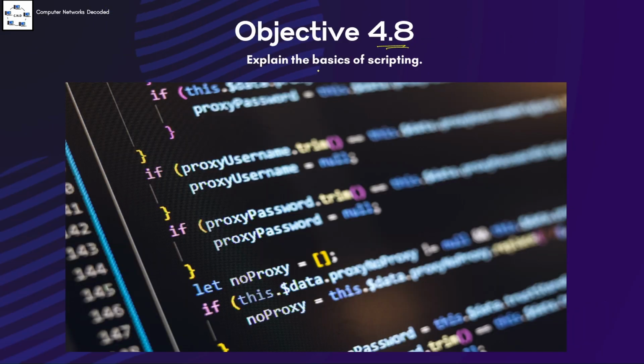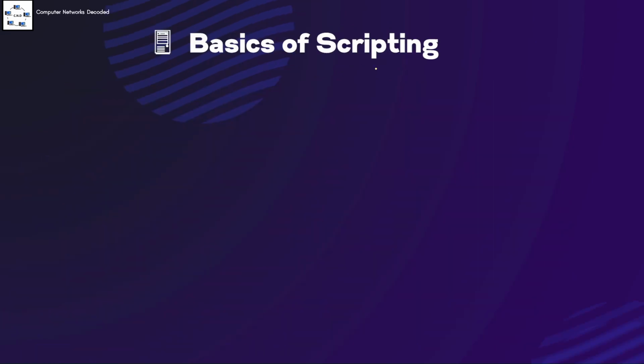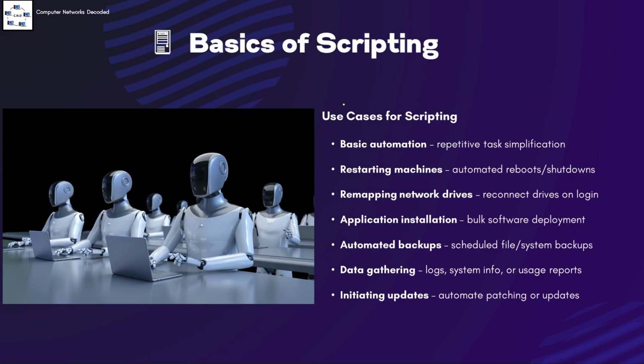Objective 4.8: explain the basics of scripting. So what are some basics of scripting? Some use cases of scripting. Scripting is basically used for basic automation. The repetitive tasks that are performed on a daily basis can be automated through scripting.